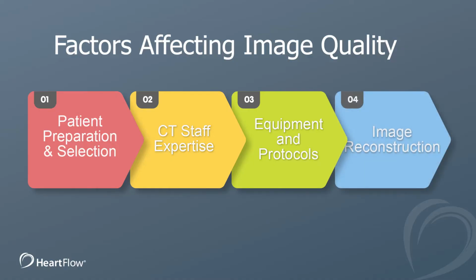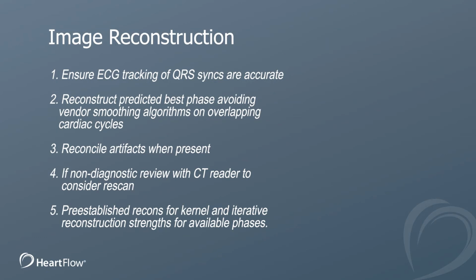The last piece we're going to talk about is image reconstruction and its impact on image quality. It's important that we ensure appropriate ECG tracking of QRS complexes when we do reconstructions so that we time the reconstructions appropriately and have motion-free images. We want to reconstruct the adequate phase of the cardiac cycle that will provide motion-free images. We also want to avoid vendor smoothing algorithms for those scanners that will require the heart to be reconstructed over multiple beats. We will show examples of this.